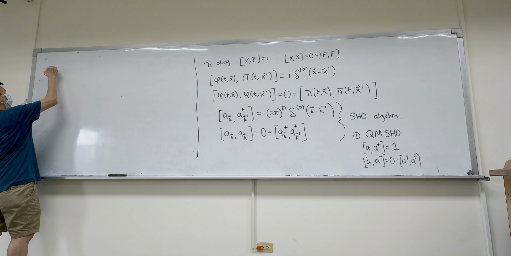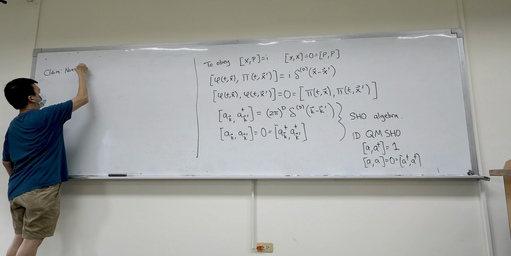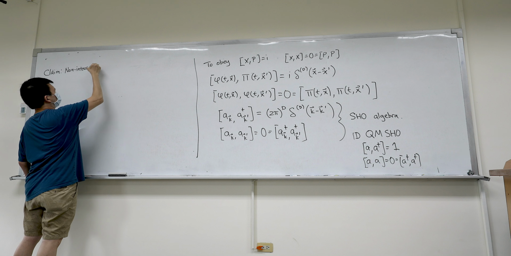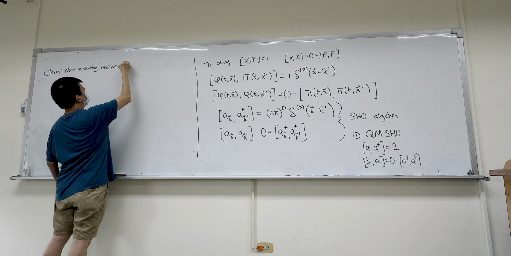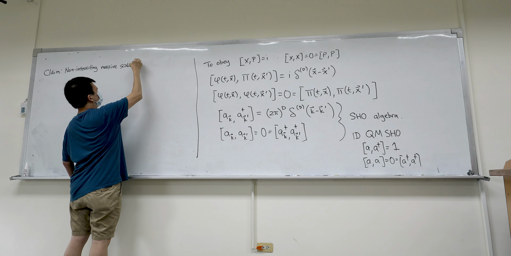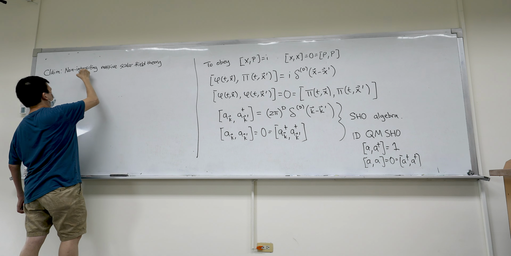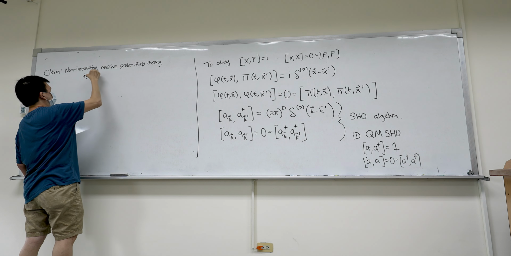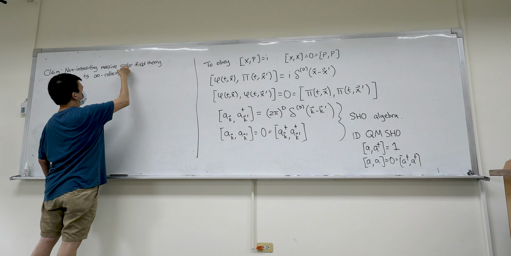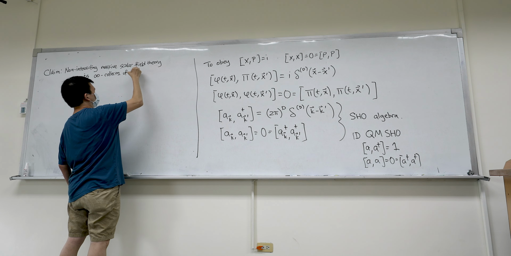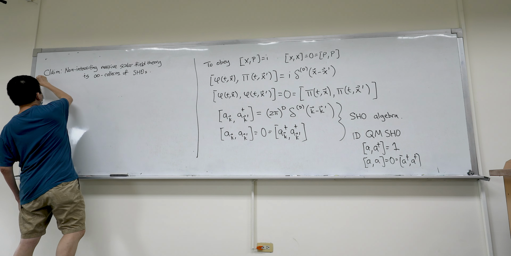So claim: the non-interacting massive scalar is in fact an infinite collection of simple harmonic oscillators. Okay. So let's work this out.